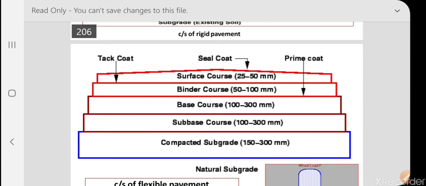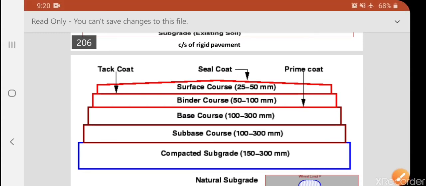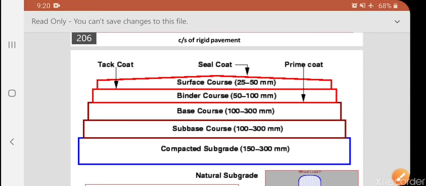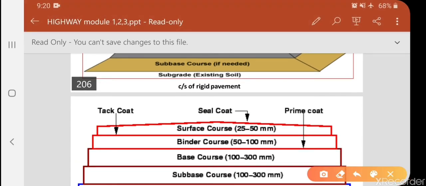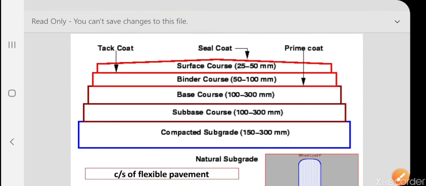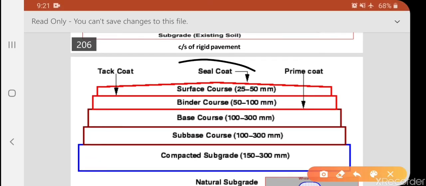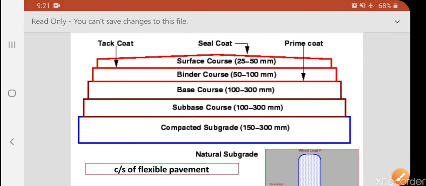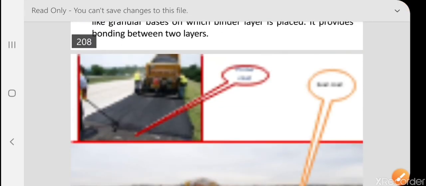Next comes the thickness. What will be the thickness? For the surface course, around 25 to 50 mm. Over that, one more layer is a seal coat. What do you mean by seal coat? The seal coat is the final finish, for aesthetic purposes as well as waterproofing. If you do not provide a seal coat, continuous leakage of water can be expected in the courses. That's why we need to provide a seal coat. Wait a minute, I will show the picture of a seal coat.